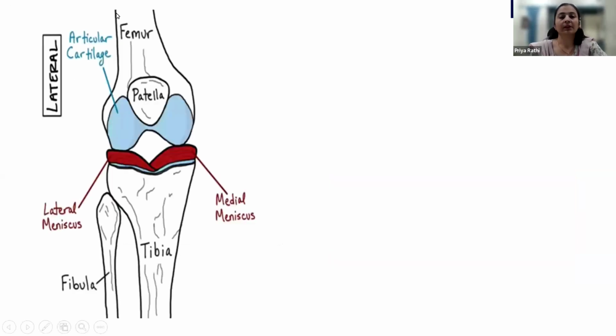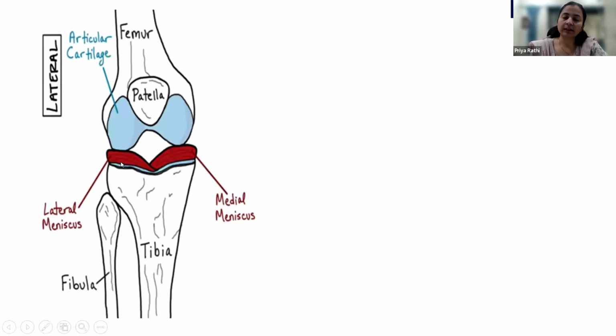Now, the actual joint, this is formed between the condyles of femur and tibial condyles, the lateral condyle and medial condyle. The size of the medial condyle is quite more than the lateral condyle of femur. The condyles are being covered by hyaline cartilage. This hyaline cartilage prevents the friction in the joint.